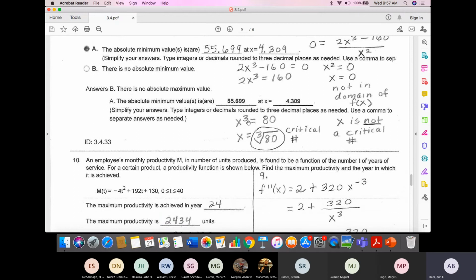We want to solve for x, so we need to take the cube root of both sides. If we take the cube root of this side, cube rooting undoes cubing, we just get x, and we can write the cube root of 80 like this. That is a critical number.